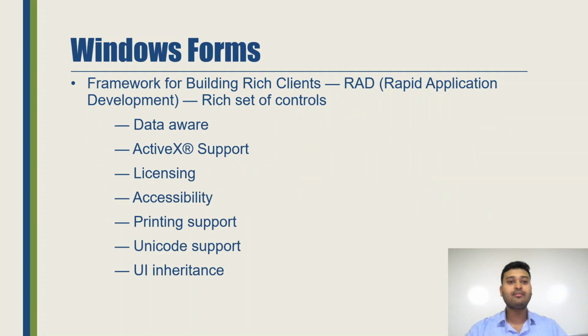Now what we have is Windows Forms. What are Windows Forms? Simply, they are used to develop Windows applications. Windows Forms are again some controls which we use while developing any .NET application. These controls are very intelligent, and they support licensing to develop or deploy the application. Then we have accessibility. We also have printing support, Unicode support, and UI inheritance. These are all the Windows features we can use while developing any Windows application or Windows Forms.